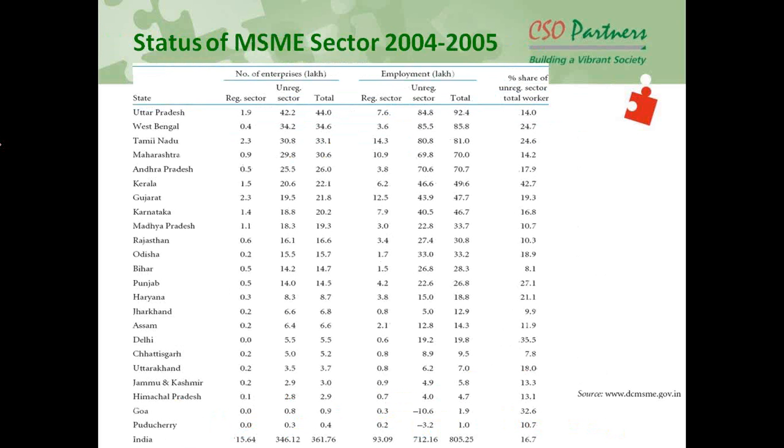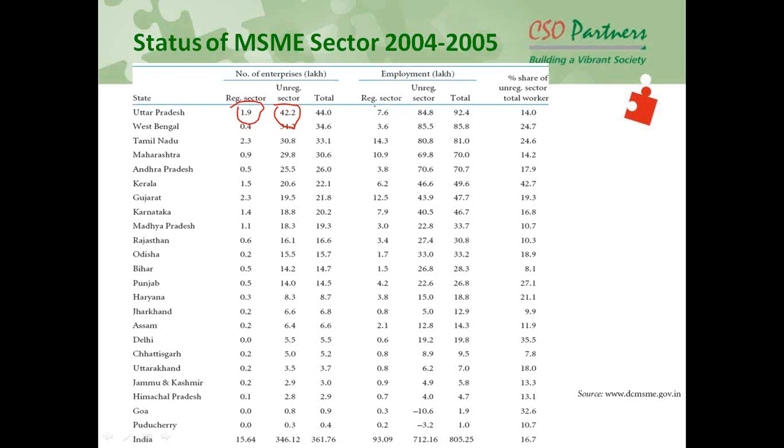Share of GSDP we have discussed. Now let us get into the MSME. In this particular table, again, you don't have to go through all this complicated data. Just pick up one and try to understand. Just see Uttar Pradesh. This is the registered sector MSME, number of MSMEs. This is in lakhs, so 1.9 lakhs MSMEs were registered. Unregistered MSMEs are 42.2 lakhs, right? So the unregistered informal sector is much higher.